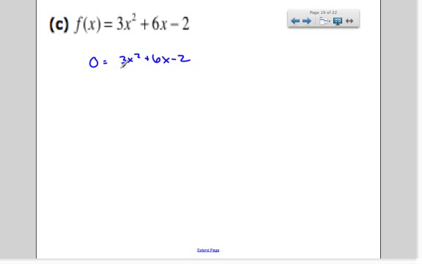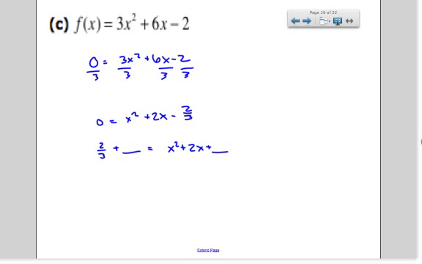Second, divide everything by 3. That's the a value, so divide by 3, divide by 3, divide by 3, divide by 3. So that gives us 0 = x² + 2x - 2/3. Now move the 2/3 to the other side. So we have 2/3 + blank = x² + 2x + blank. This one, to complete the square, I need a 1. I'm going to add that to both sides. 2/3 + 3/3 is 5/3 = (x + 1)².